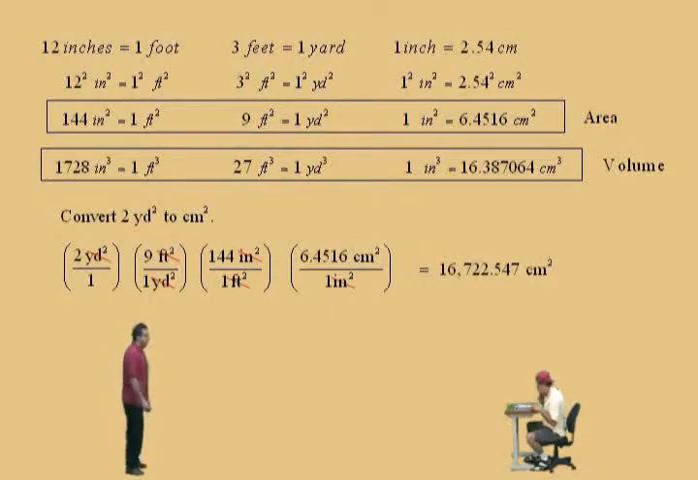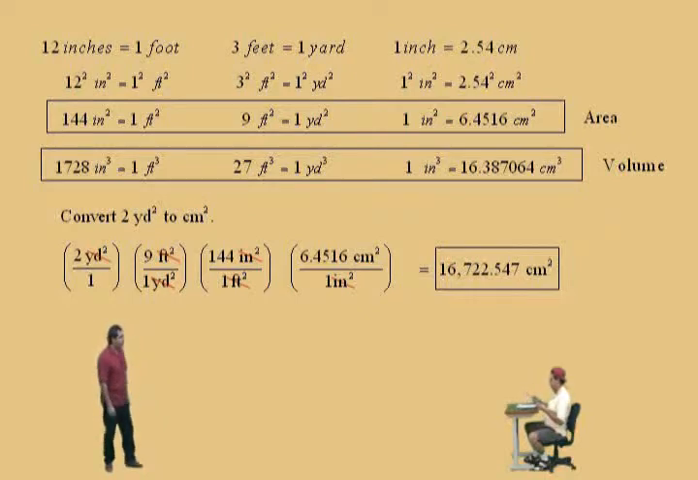I think he said 16,722.547 centimeters squared. That's right. Very nice, Charlie. Okay. And that answer right there is rounded to the nearest thousandths for us. So we'll go ahead and circle our answer, and that takes care of that. So we got one more problem to do. Let's make it a good one.